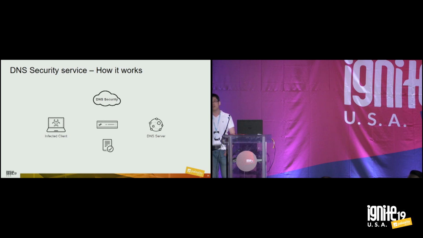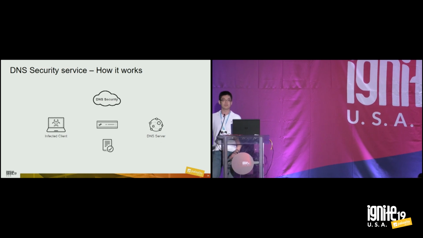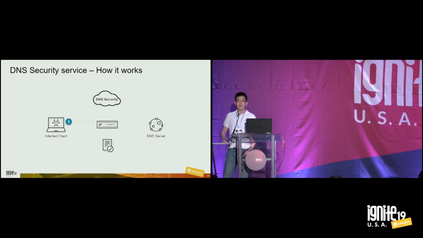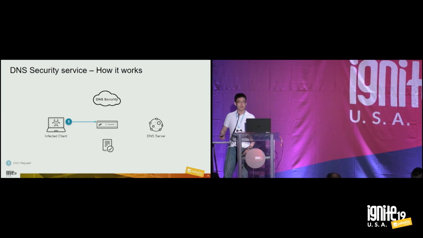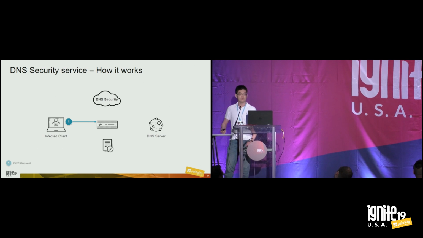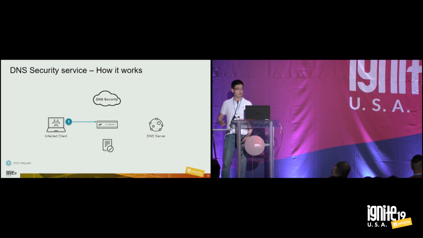So one of the main features that make our DNS security service stand out is real-time protection. Now let's have a look at how our DNS security service works to provide real-time protection. When a DNS query is sent out from an end host, the DNS query will be intercepted by the firewall. And the firewall first checks with the local cache.